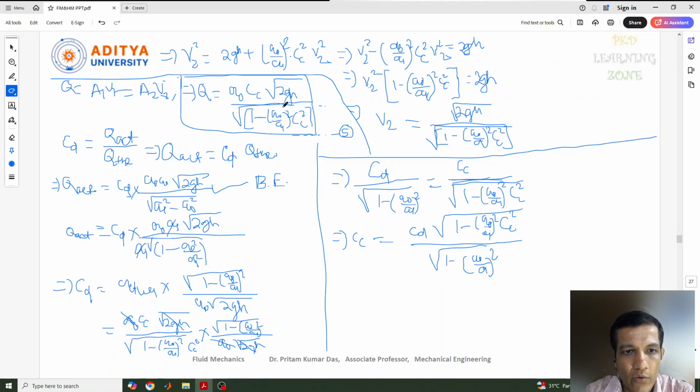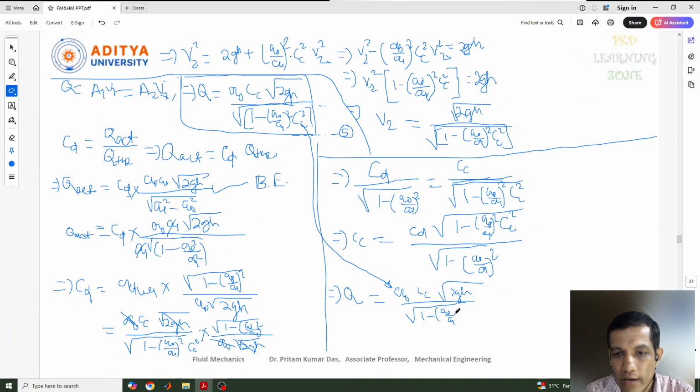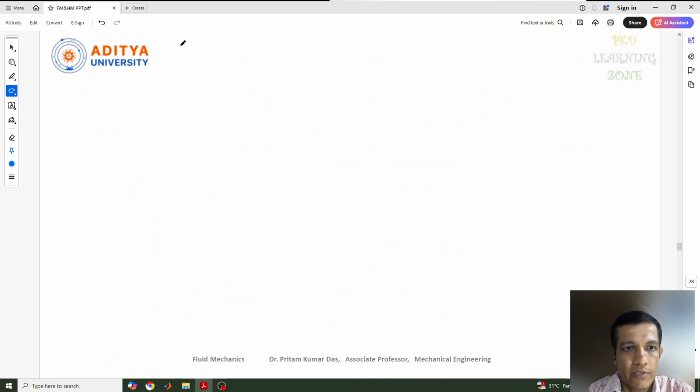Now let's put this Cc value in equation 5. If you put the value in equation 5, we can write Q equal to, and this is a little bit lengthy. Let me first write this equation: Cc a naught, and this is root over of 2gh divided by root over of 1 minus a naught by a1 squared into Cc squared. Let me go to the next page so it will be easy for us to complete.